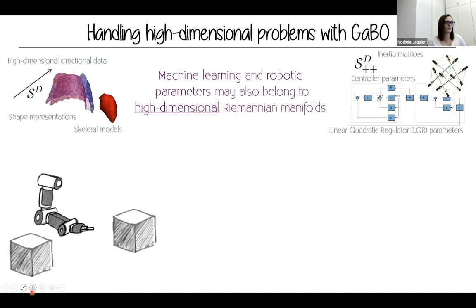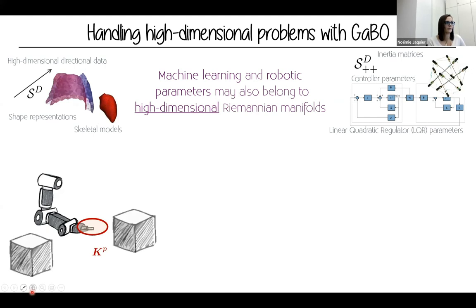So in order to show you how we can exploit the structure of the problem in that setup, I just want to focus on this example. Imagine you have a robot that needs to push those blocks along a table. So you want to have a stiffness that is high enough so that the robot is able to push those blocks.